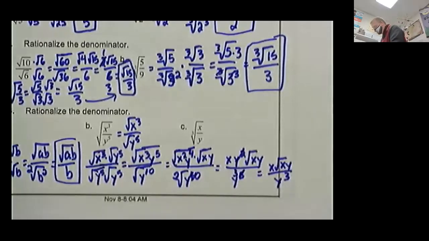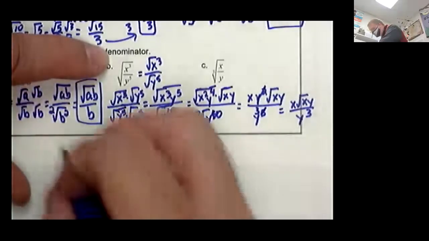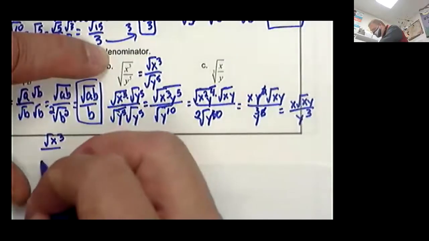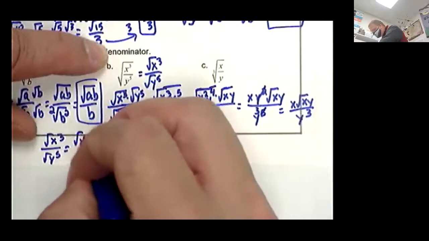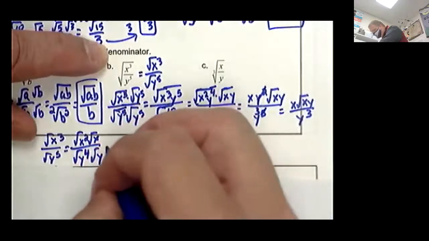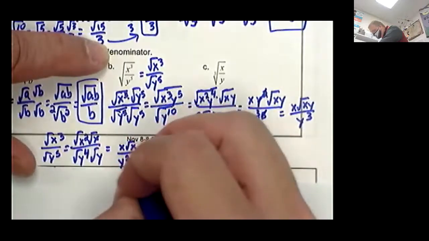How can we make that a little bit easier? Well, we can actually simplify the radicals first. So if we start with square root of x cubed over square root of y to the fifth, this is square root of x squared, square root of x, over square root of y to the fourth, square root of y. So we're going to simplify these first to get x square root of x over y squared, square root of y.